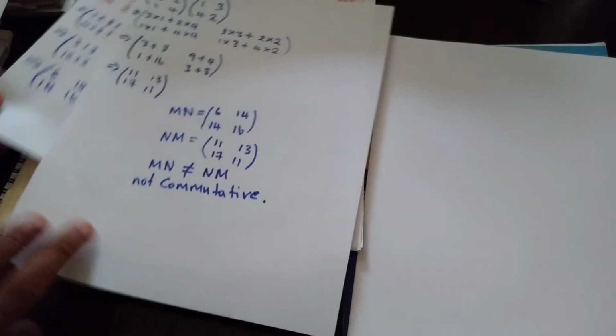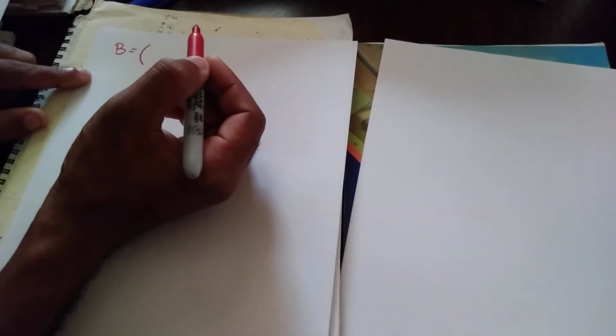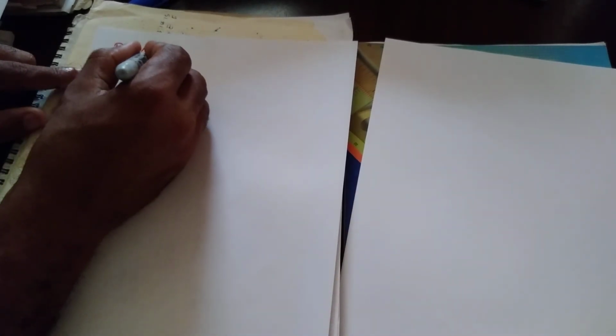So I'm going to work another example on matrix multiplication. This time I'm going to look at how we would multiply a matrix when it's squared. Let's say we had a matrix B, and matrix B is, let's say, 3 1 4 2. Let us say that's matrix B.